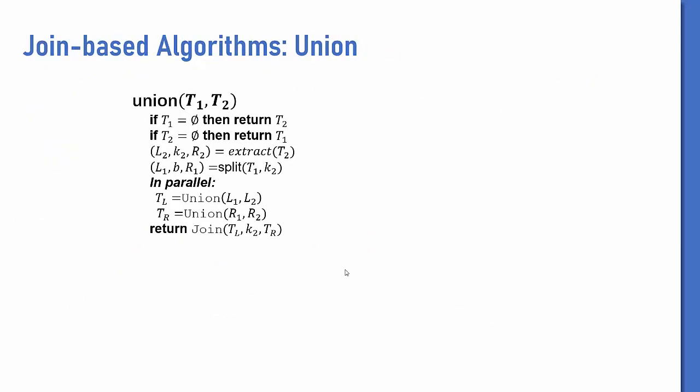Okay, so here's our pseudocode of the join-based union algorithm. It seems very easy, right? Again, this function takes two trees T1 and T2 as input and returns a tree containing the union of all elements. The first two lines are just base cases. When one of them is empty, we return the other tree. And the main process looks like this.